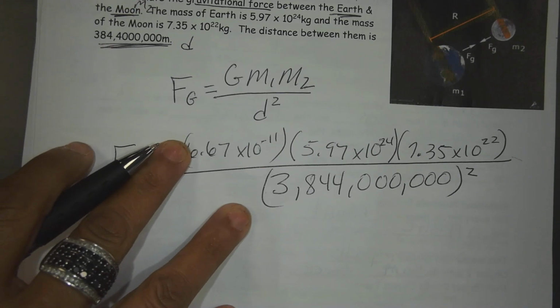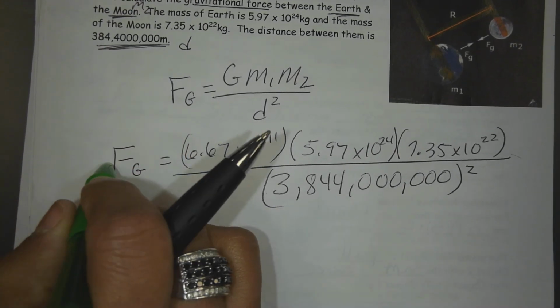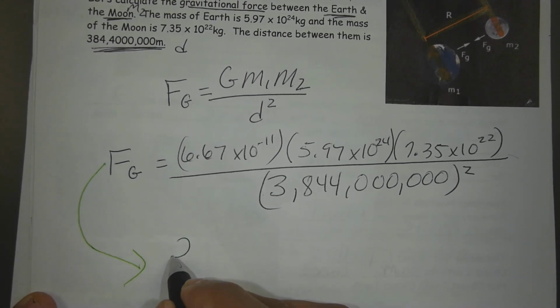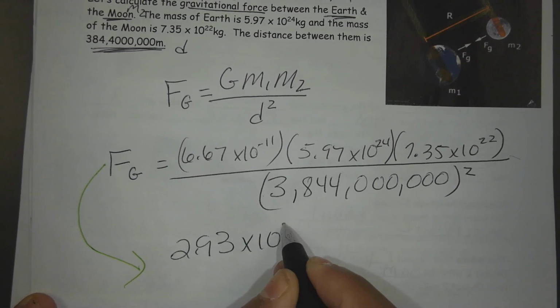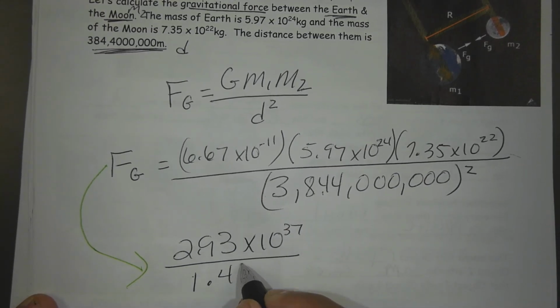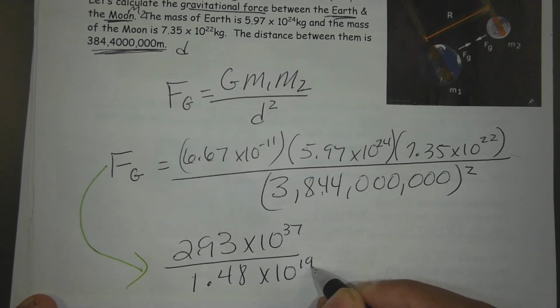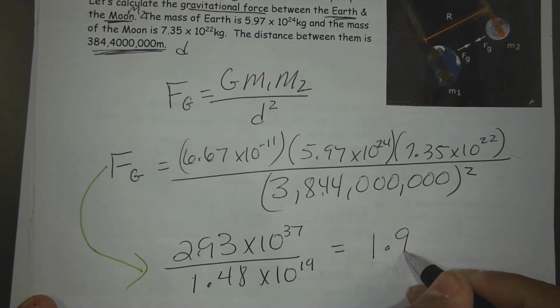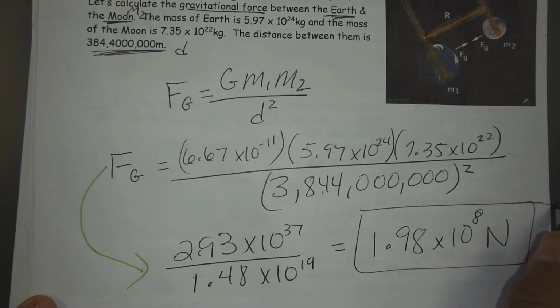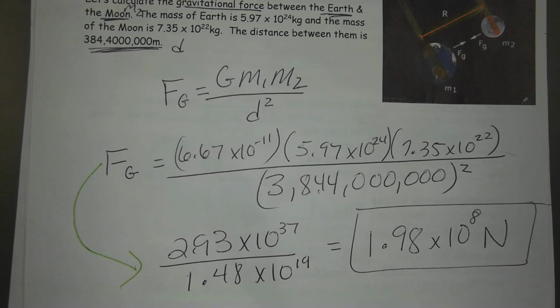You absolutely can put this into the calculator in one shot, but I like to do it in 2 different steps just to help make sure. I squared this bottom number and I got 1.48 times 10 to the 19th. And my answer is times 10 to the 8th, the unit is Newton. Gravitational force is in Newtons. Hopefully not too bad.